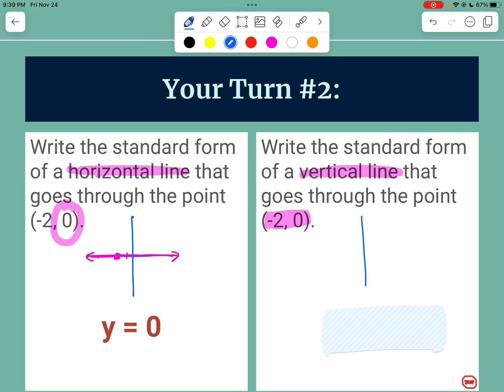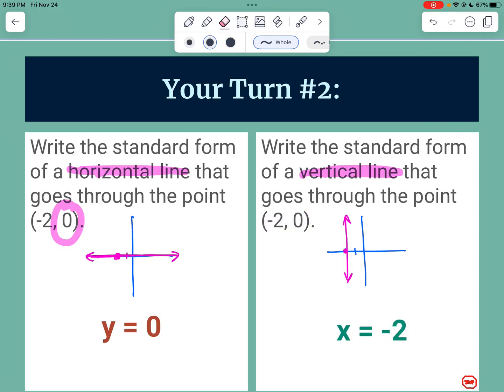For the second one, draw the graph, (-2, 0). Again, we are right on that x-axis. And it is now a vertical line, straight up and down. So that is when our x-coordinate is always left 2. So if we want a vertical line there, that's at x equals -2.